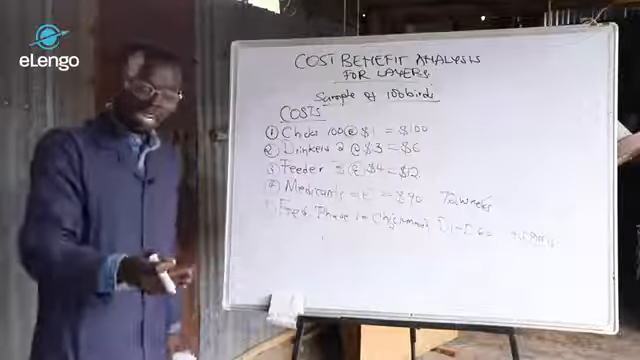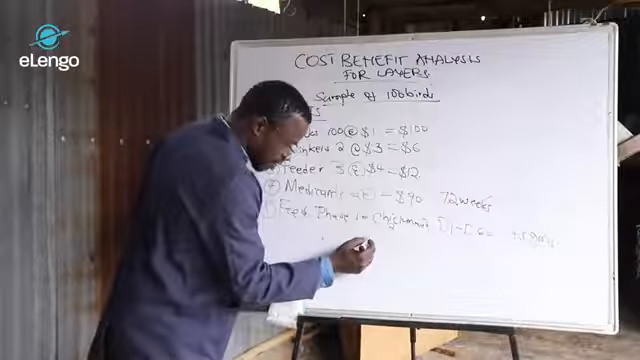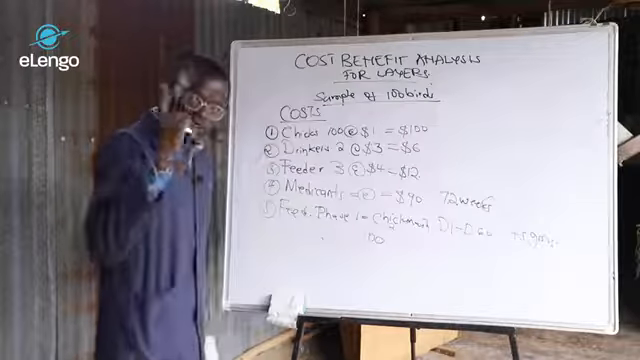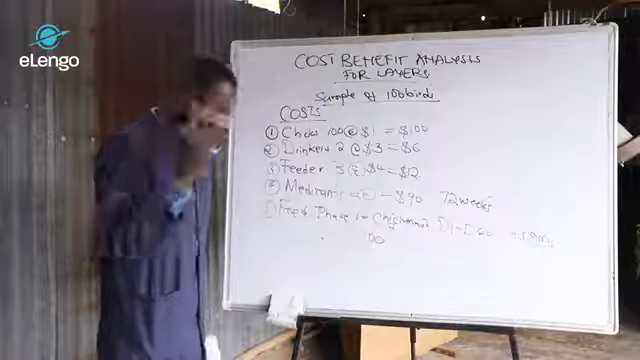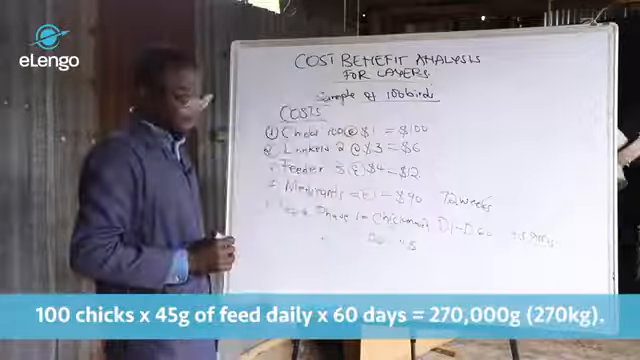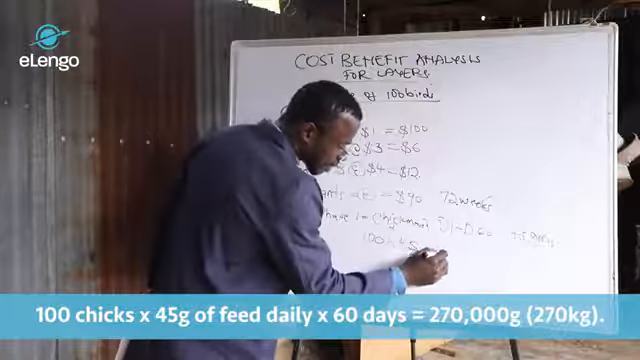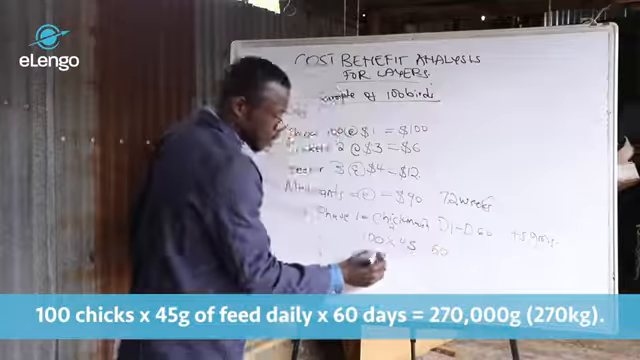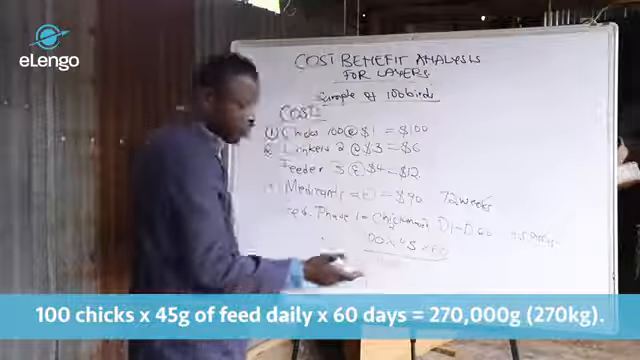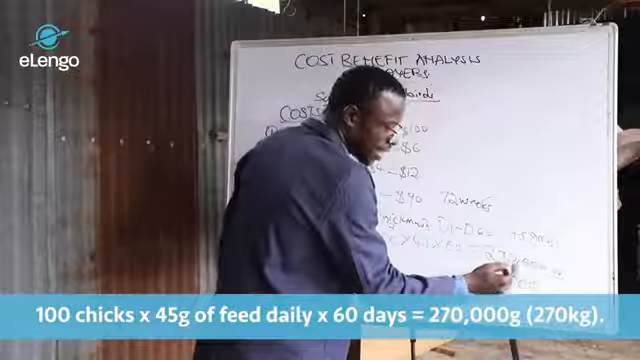How many bags of chick mash are we going to consume? Our chicks are 100. On average, one chick will eat 45 grams per day. So it will be 100 times 45 grams. What is the period? 60 days. Times 60, divided by 1,000 to convert into kilos, to get 270 kgs.